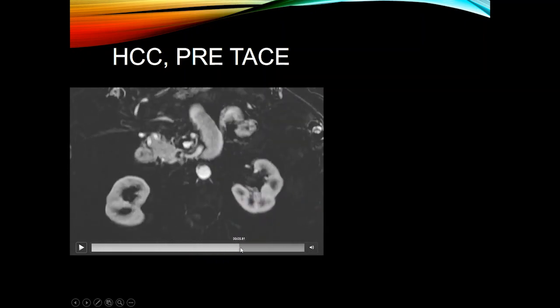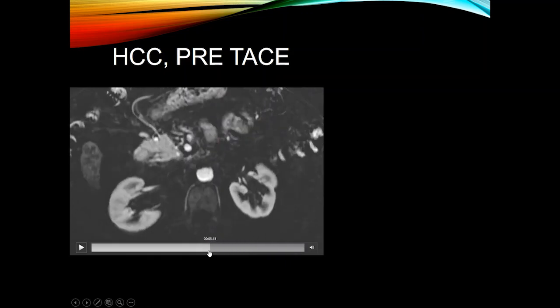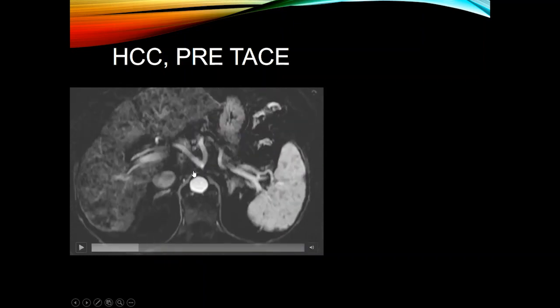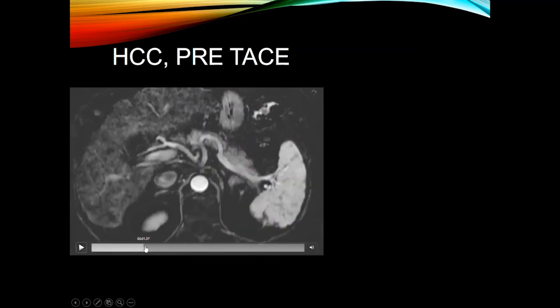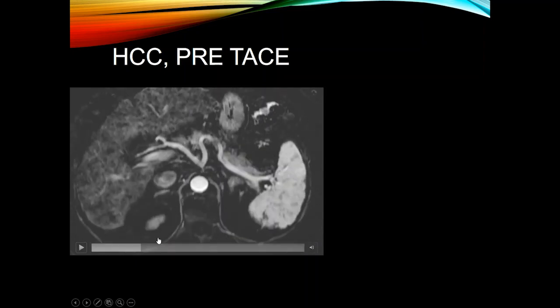Some of those collaterals actually even have aneurysmal dilatation due to the high flow. So in this case, it's going to be impossible to access the right hepatic artery and the left hepatic artery, which are both arising from the celiac, from the conventional approach.